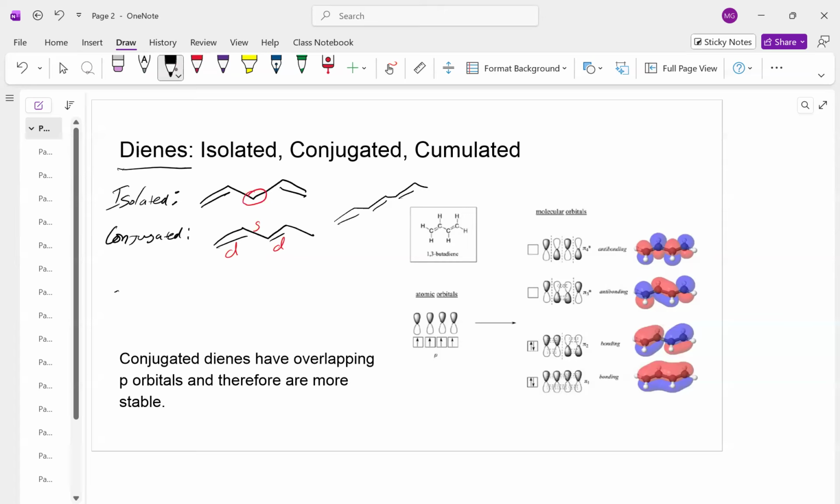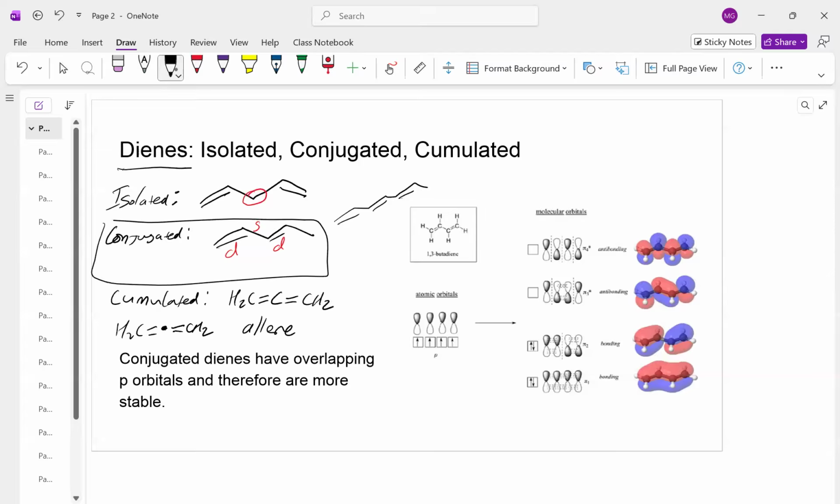But the final type of diene that you can have is known as a cumulated diene. And this is where the double bonds are in a row like this. Another term that you'll see for this, they're called allenes. Sometimes they're drawn a little bit weird, like that middle carbon. Sometimes they'll just put a dot there. And it just means a carbon. It's just probably us chemists being lazy and trying to shorthand everything. But we're going to specifically focus on conjugated dienes.